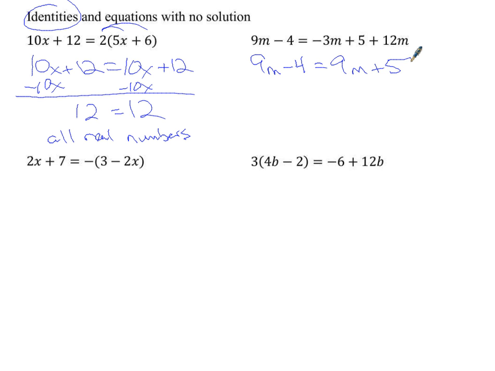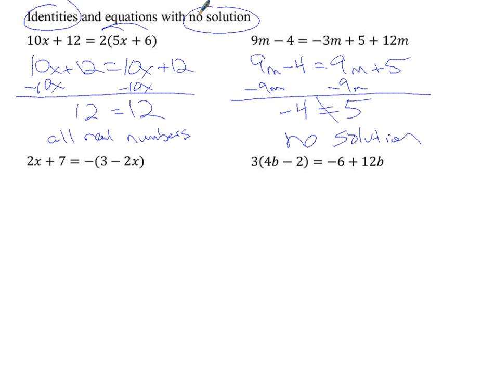9m plus 5. And again, there should be a little warning siren going off in your head, maybe not quite as loudly as the other one was. But what should we do next? Okay, we subtract 9m from both sides. And what do we get? Negative 4 equals 5. Is that true? No. Our variable is completely gone, and we have negative 4 equals 5, which is false. So what we're going to do is we're going to put the little slash through the equal sign, which means not equal to. Negative 4 is not equal to 5, which means that we have no solution.